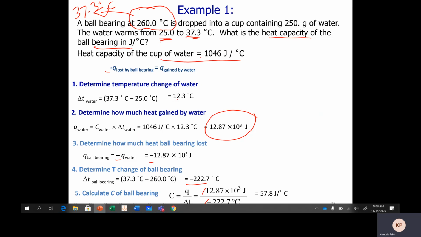So, when you look at an example like this, always keep that in mind. The final temperature of both objects will be the same, and one object will be gaining the heat, so that Q will be a positive value. The other object will lose the heat, so that Q will bear a negative sign, but the numerical value of the Q will be the same, and only the sign will be opposite.